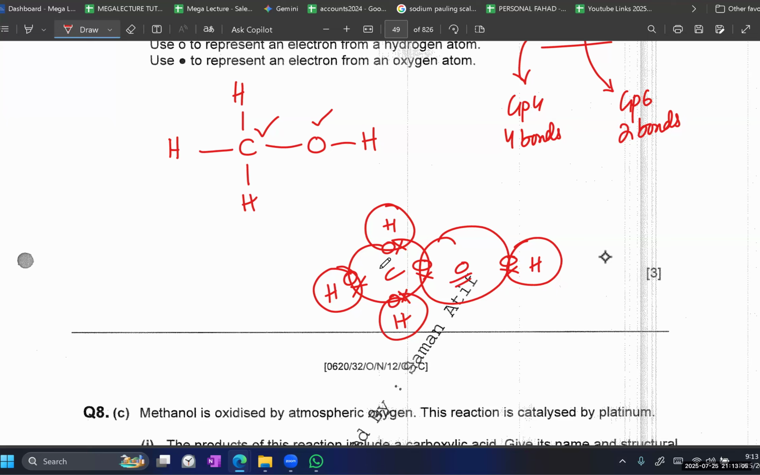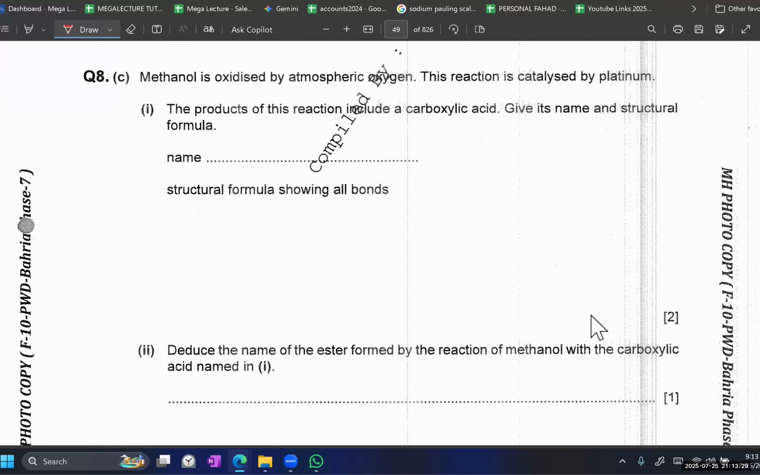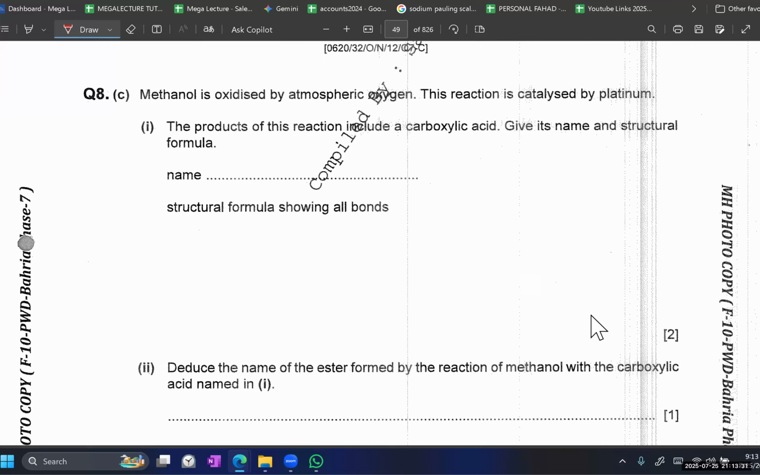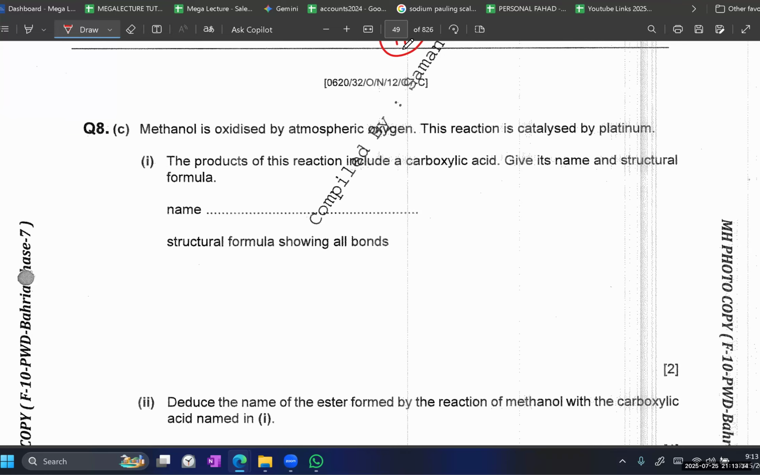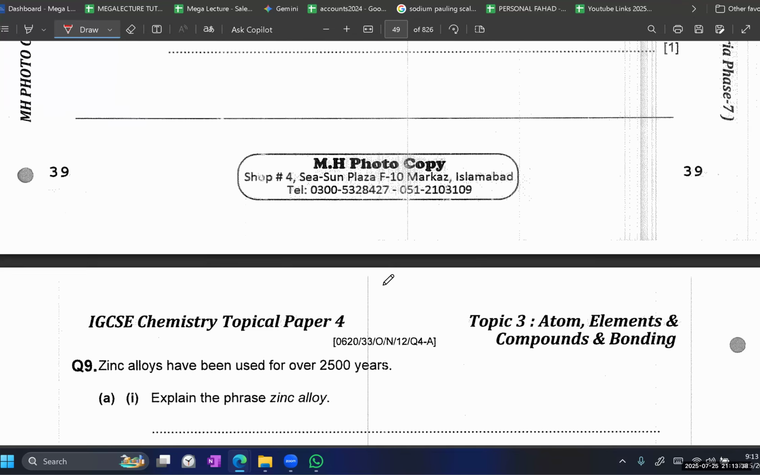Oxygen is in group 6. It is sharing 2 electrons, so 4 electrons are left. So in the case of oxygen, 4 electrons are left. Is this clear? Clear, Nabila? Zarar, is this clear? Yes, sir. So we can skip these questions, just chemical bonding for now.